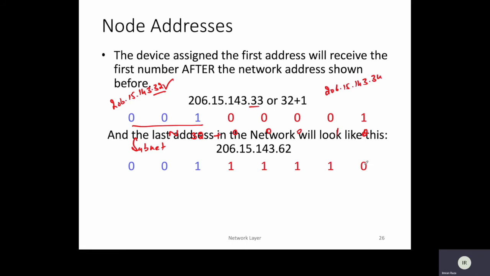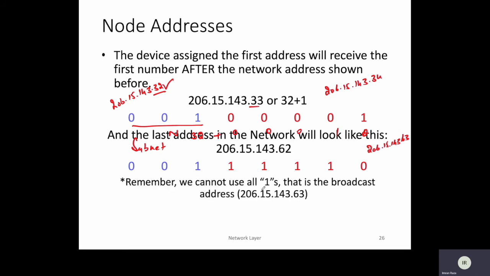And if I also turn on this bit, the address would be 206.15.143.63. But I cannot do it. What happens if all the bits in the host portion are 1? We have just covered it. Yes, it's the broadcast address, right? So this will give me the address 206.15.143.63, but this is the broadcast address of the subnet 206.15.143.32, right? So I cannot assign a broadcast address to any machine, obviously, right?